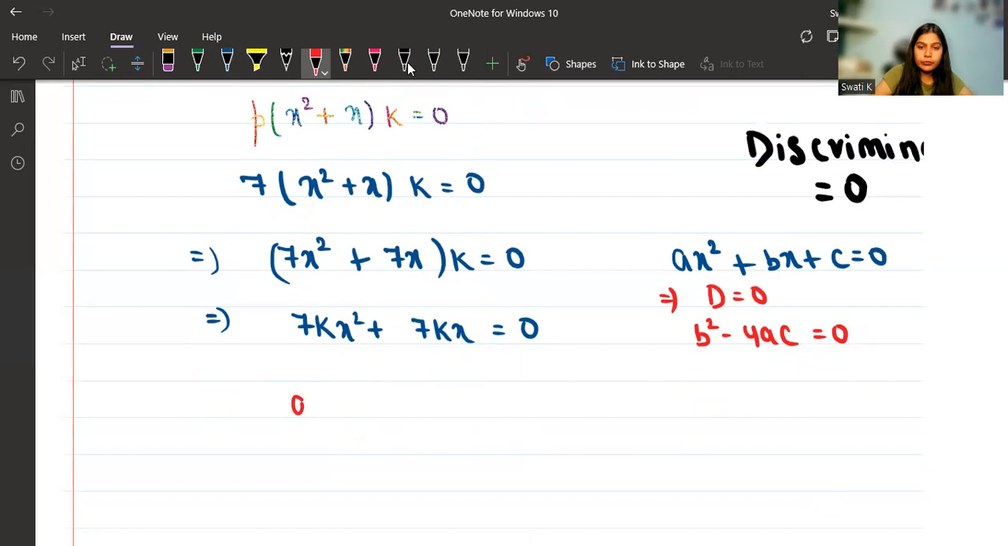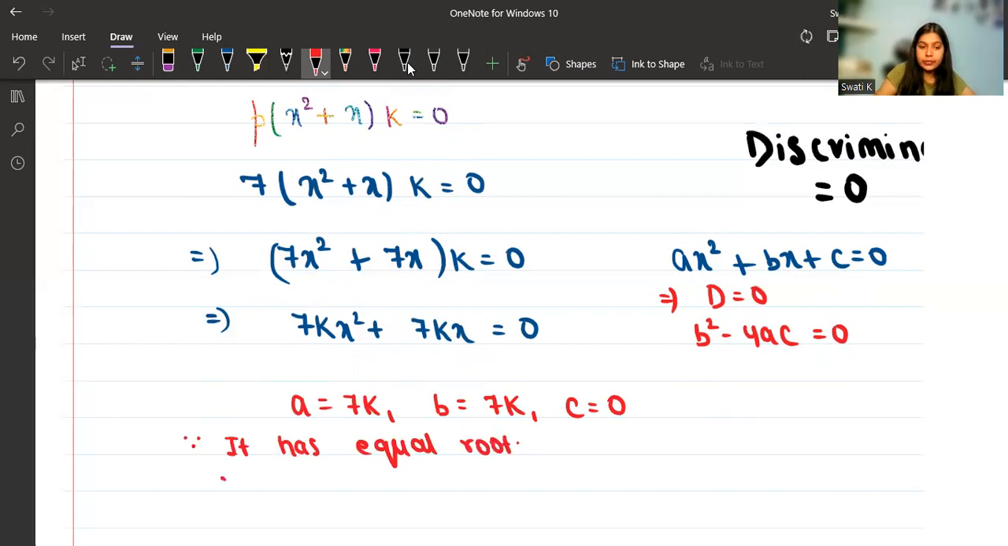So what is a? First of all, a is 7k. What is b here? b is also 7k. And what is c here? c is nothing, that means c is 0. Now let's use the formula. Since it has equal roots, this particular quadratic equation, therefore its discriminant is going to be 0. That means d is equal to 0. And what is d? It's b square, that means 7k whole square minus 4ac, that means 4 into 7k into c, which is 0, equals 0.